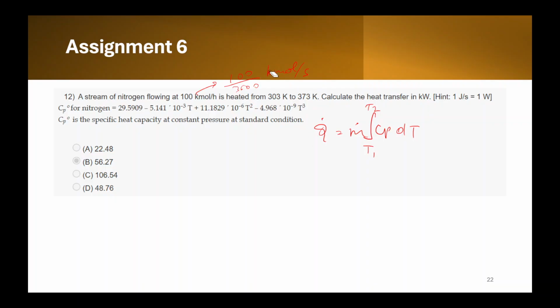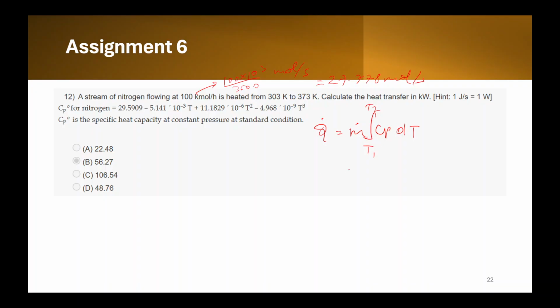Or what you can do is 100 into 10 to power 3 mole per second. So basically 27.778 mole per second. So the units are now consistent.